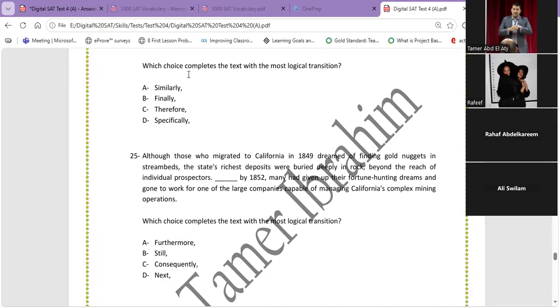Number 25, I'm waiting for Malik. Okay, unfortunately, it changed. Unfortunately, many of you got this question wrong. No, only two got it wrong. Let's find number 25 together.